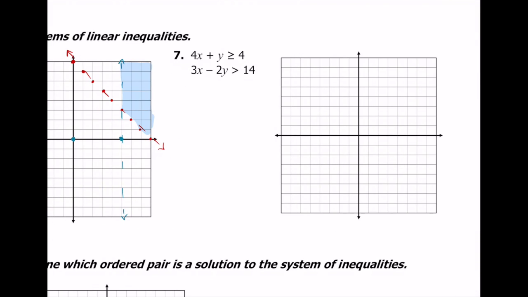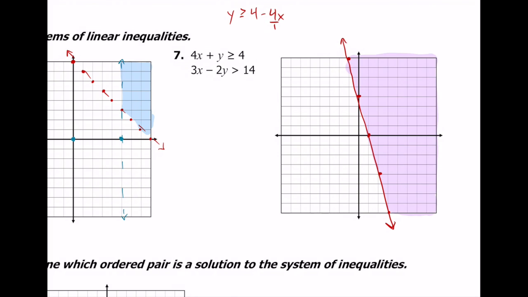Okay, number 7. Let's fix this up. So for that first equation, we can subtract 4x from both sides. So that's y is greater than or equal to 4 minus 4x. Let's graph it. So we put the 4 down. Then we go down 4 boxes over 1. This gets a solid line. And that is shaded above.